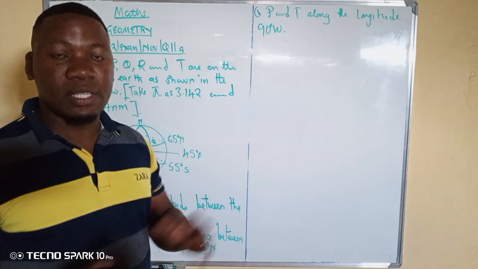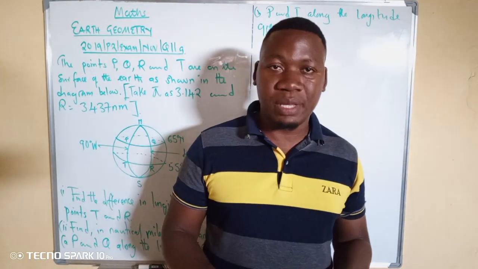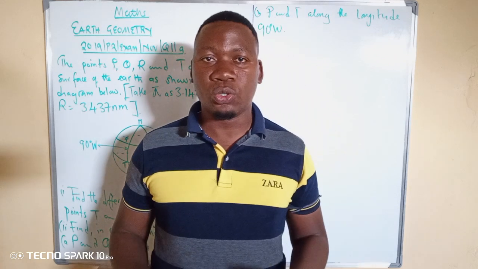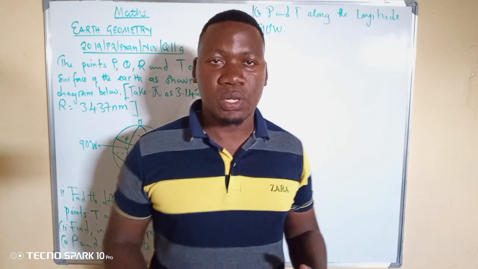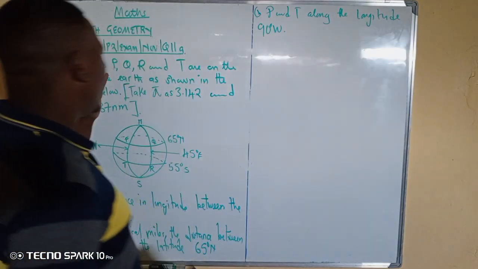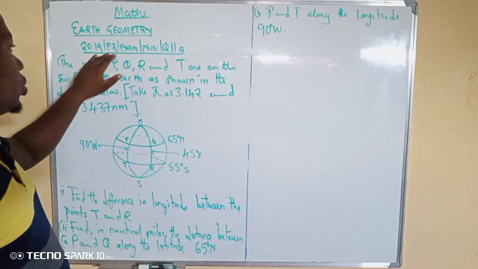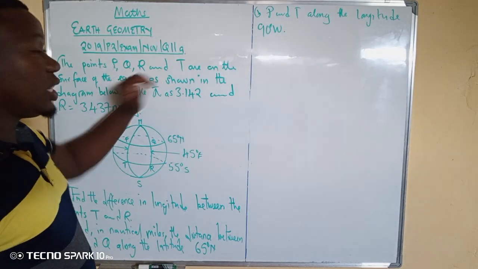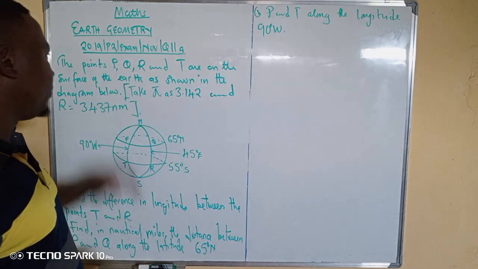Earth geometry is amongst the topics that we are given in mathematics paper 2 section B. You are only required to choose about 4 questions, and earth geometry is one of the options. I'll be explaining the 2019 paper 2 exam November question 11. Let me take you through this question.